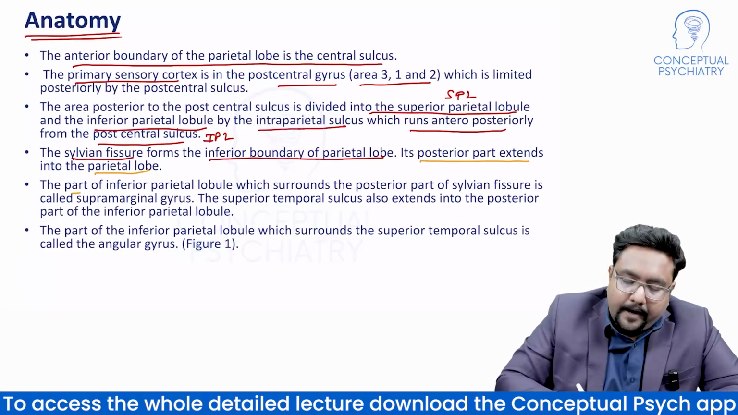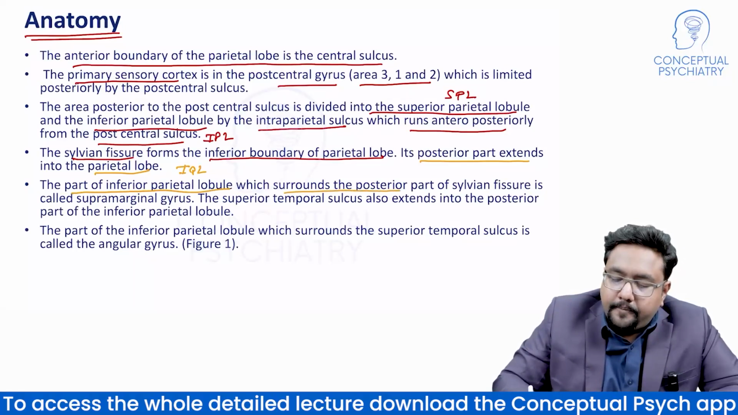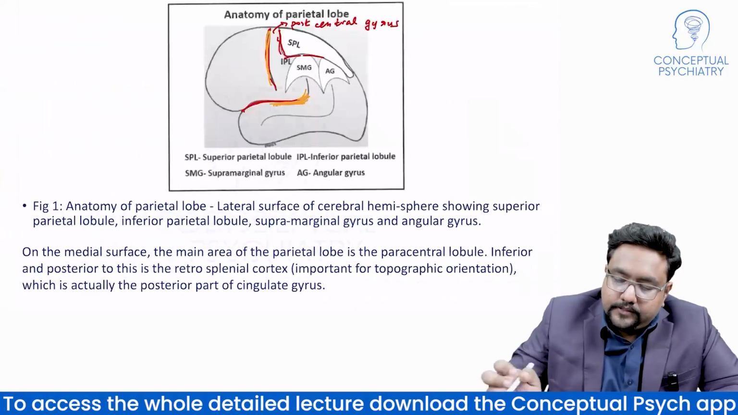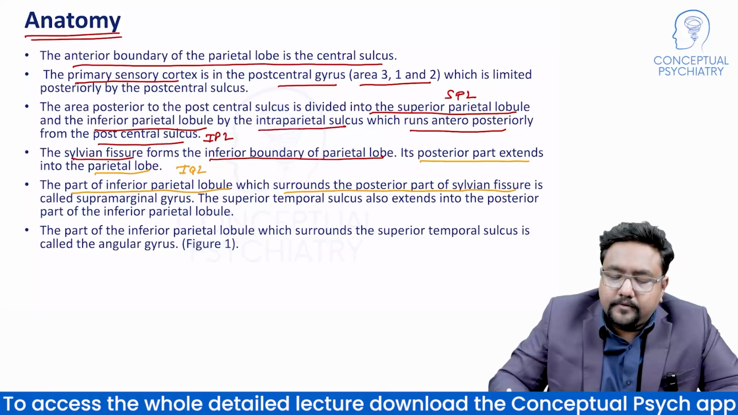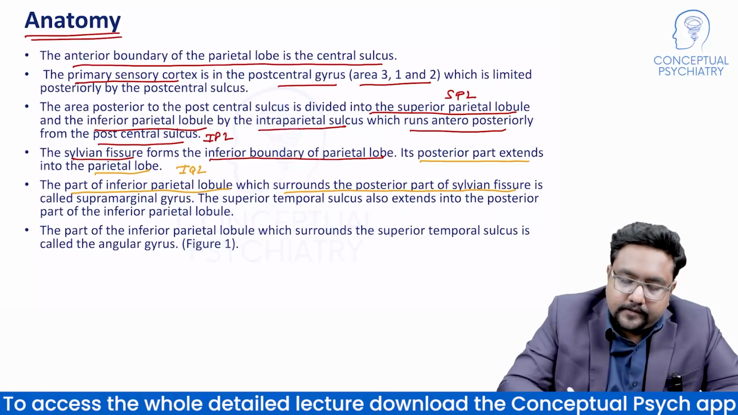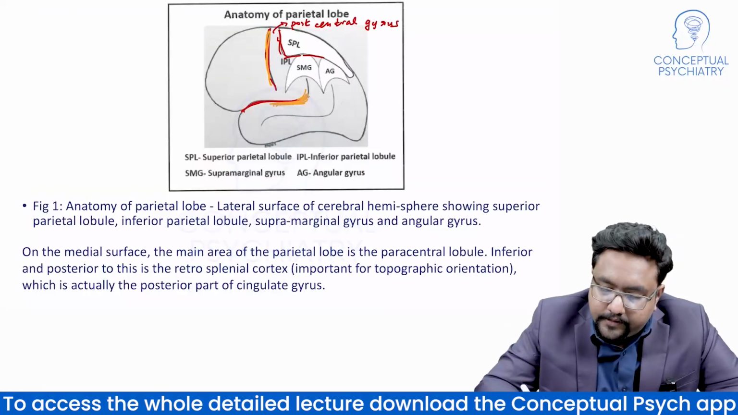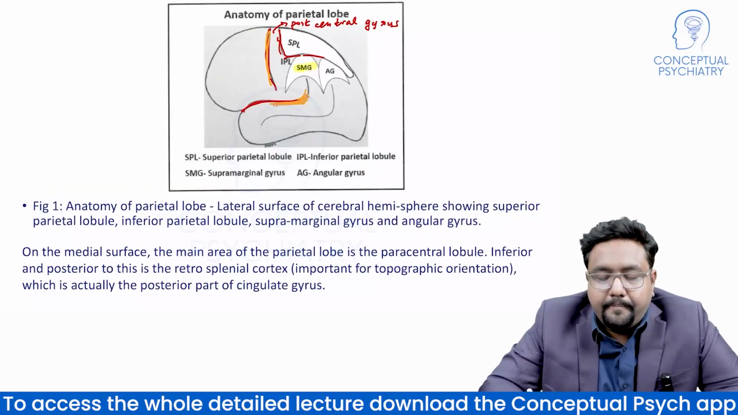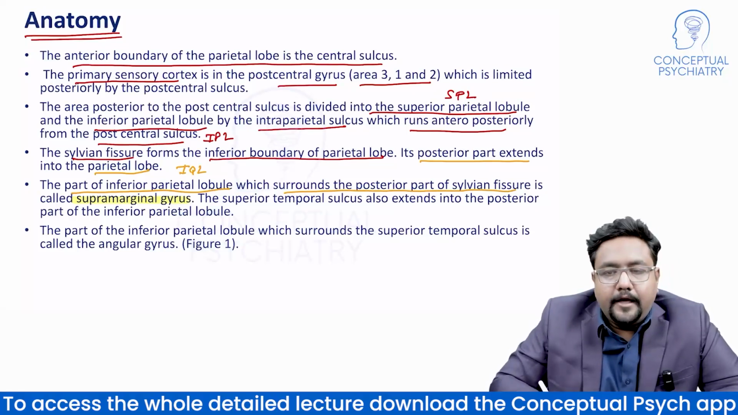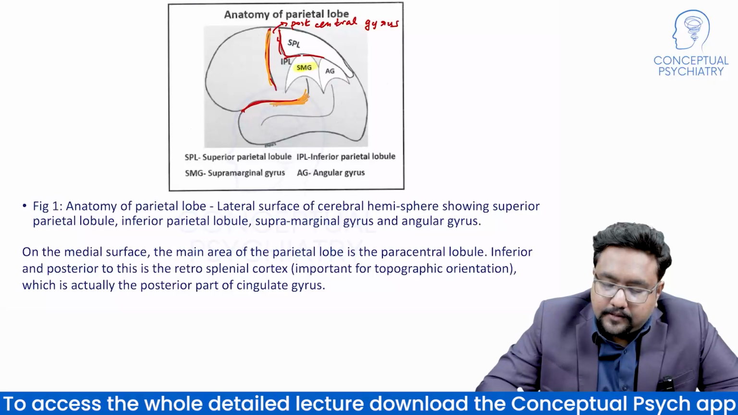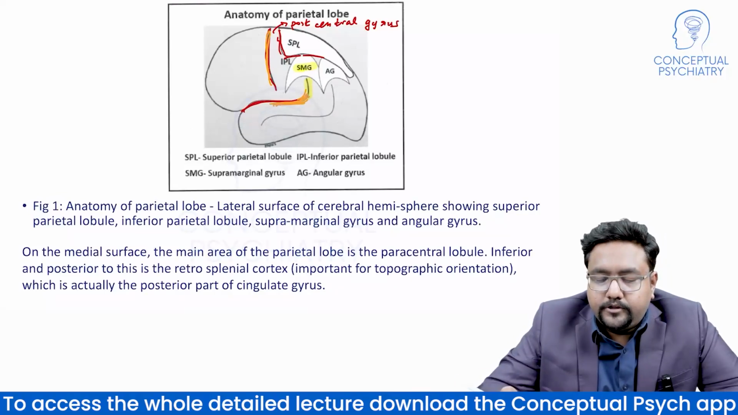Next is the part of the IPL, the inferior parietal lobule, which surrounds the posterior part of the Sylvian fissure. This is called the supramarginal gyrus, SMG. The supramarginal gyrus is a part of the IPL and it borders the end of the lateral sulcus, or the Sylvian fissure. Next, the superior temporal sulcus also extends into the posterior part of the IPL.